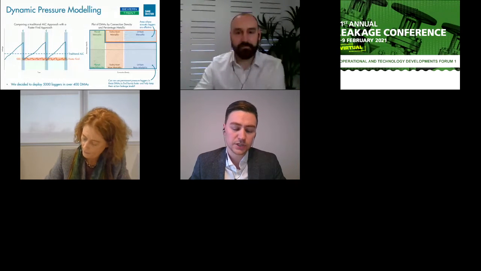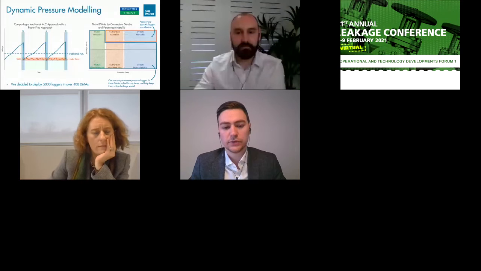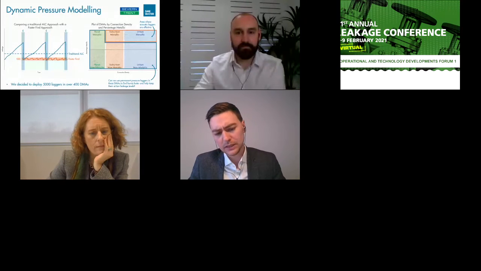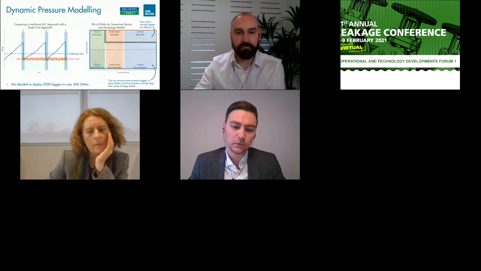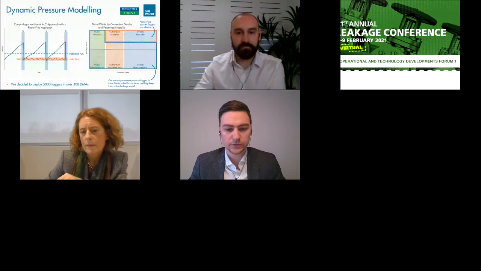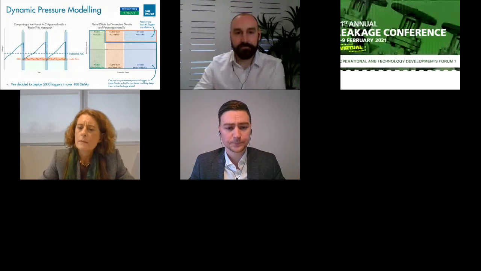5,000 permanent pressure loggers across 400 of our 3,500 DMAs. And so the rough maths there is that we required about 10 to 12 permanent pressure loggers per DMA to give us this level of insight that we're going to talk about in a bit more detail. So let's move on to the next slide.